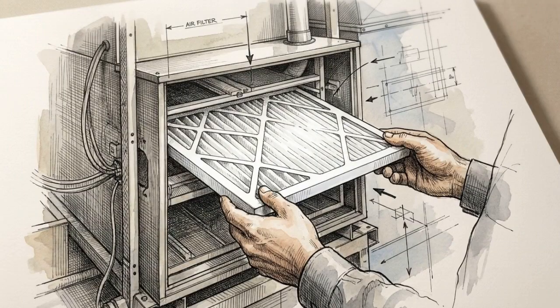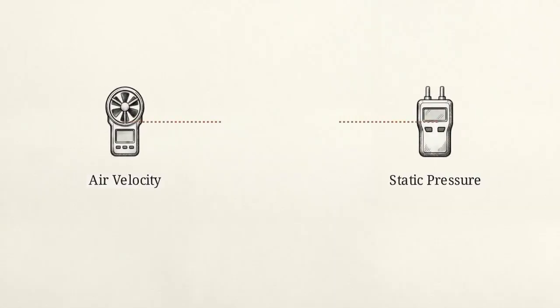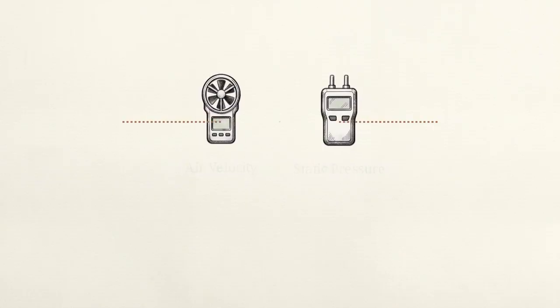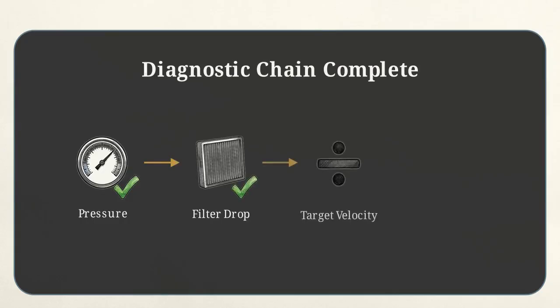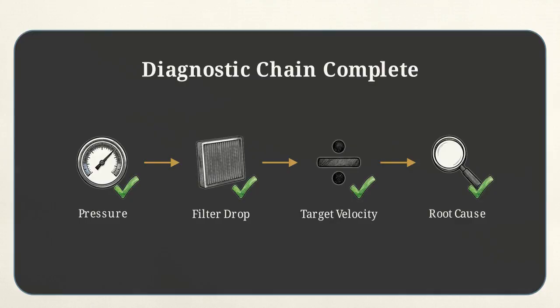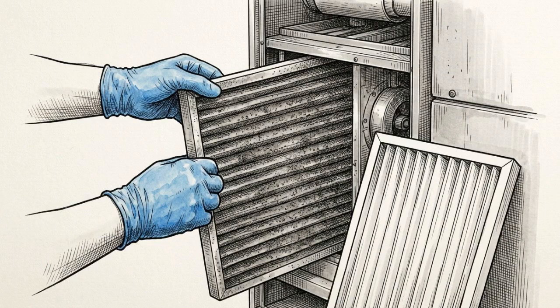Remember the most critical rule of baseline testing. Static pressure comparisons are only valid if they are established with brand new filters installed. Combining the anemometer velocity with the manometer pressure completely eliminates guesswork, mathematically proving exactly where the airflow is choking. Our diagnostic chain is complete. We verified the pressure signature, checked the filter drop, calculated the target velocity, and cross-referenced the data to isolate the root cause. Now we execute the physical fix.